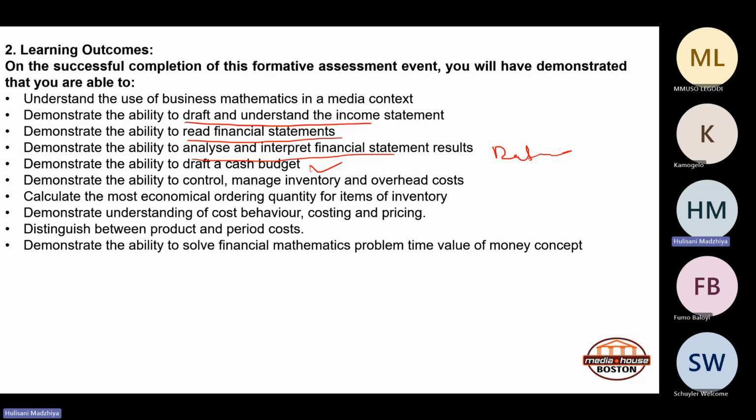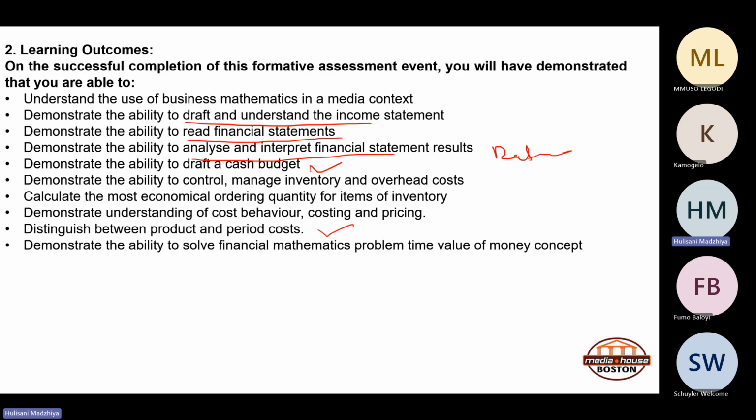So we're also going to learn about that distinction between product and period cost. Which one is a period cost? Which one is a product cost? And lastly, demonstrating the ability to solve financial mathematics time value of money questions or scenarios. So this is where someone invests money in a bank account, and then they want to earn interest or earn a certain amount at the end of a specified period.